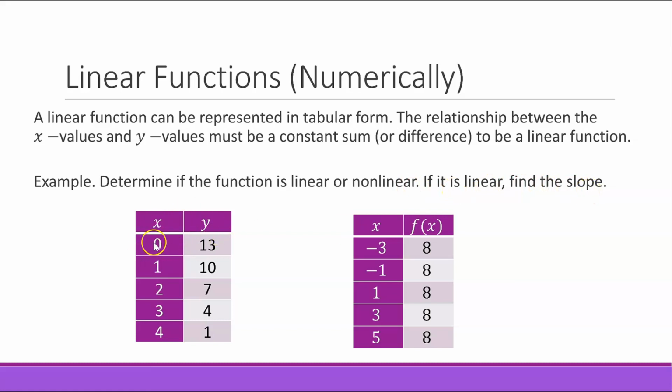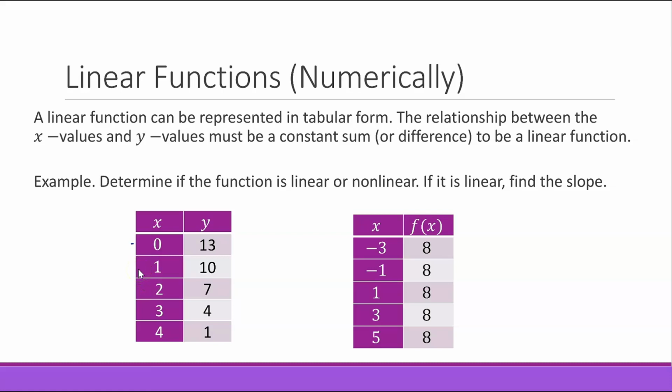So here we have the first example. We have this table of values. X goes 0, 1, 2, 3, 4. And the y values go 13, 10, 7, 4, 1. So we need to make sure the relationship between the x values is a constant sum or difference, and the relationship between the y values is a constant sum or difference.